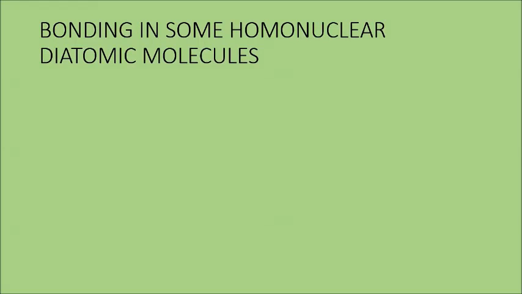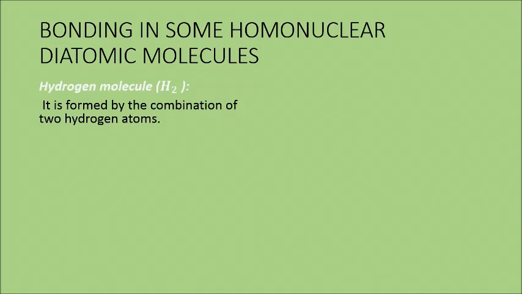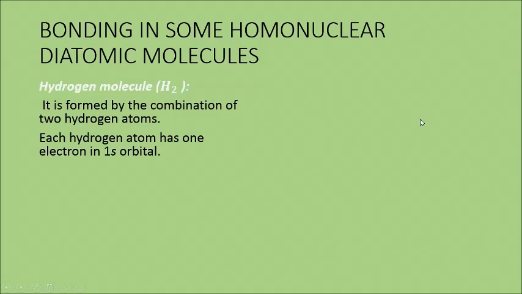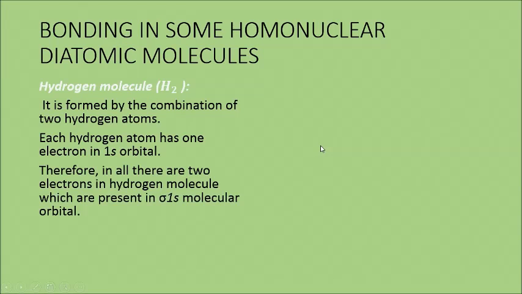Now let's see the bonding in some of the homonuclear diatomic molecules. First case, we can take the hydrogen molecule, and it is formed by the combination of two hydrogen atoms. Each hydrogen atom will have one electron in its 1s orbital. Therefore, in all, there are two electrons in the hydrogen molecule. When we combine, we'll get those two electrons in the sigma 1s molecular orbital, or bonding molecular orbital.